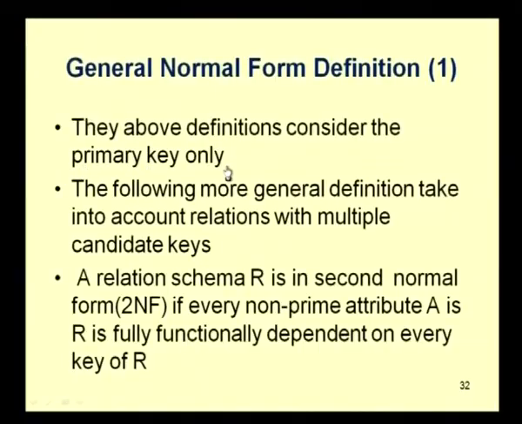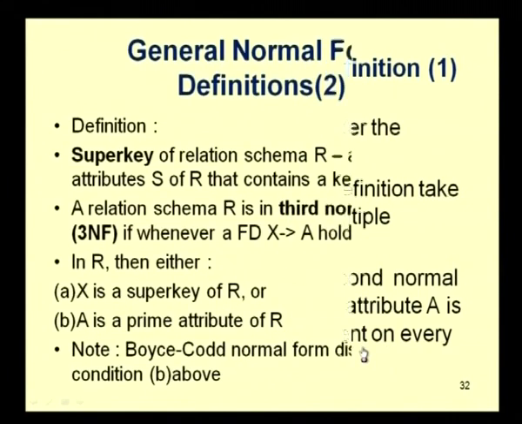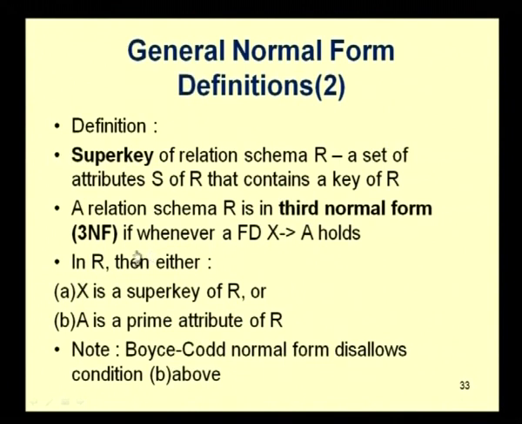Now, the above definitions consider the primary key only. The following more general definitions take into account relations with multiple candidate keys. We assume that there is only one primary key. So, our relation schema R is in second normal form if every non-prime attribute A is fully functionally dependent on every key of R. The super key we have already seen the definition of. So, X is a super key of R or A is a prime attribute of R. So, this is what we talk about in third normal form.